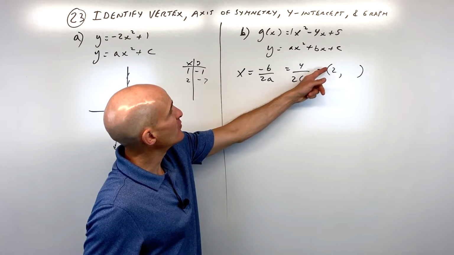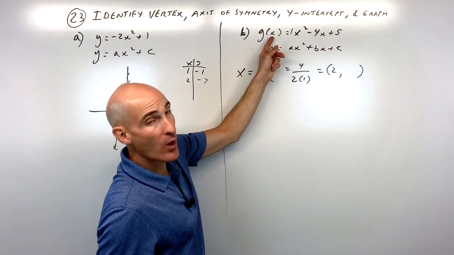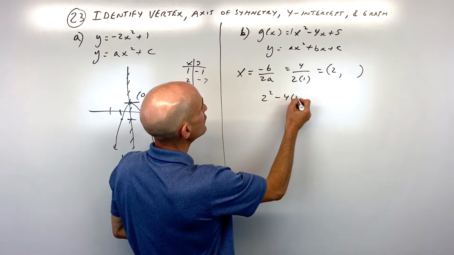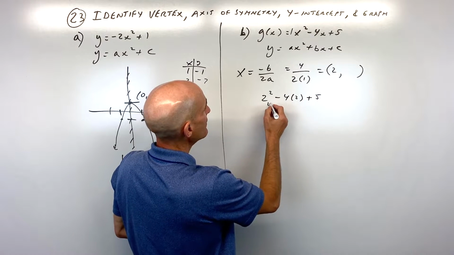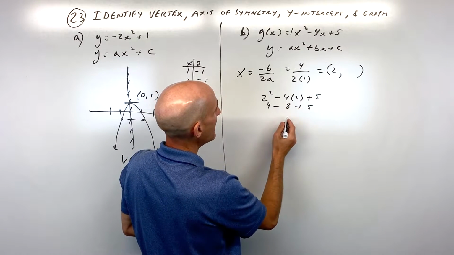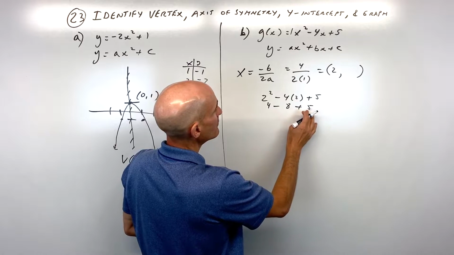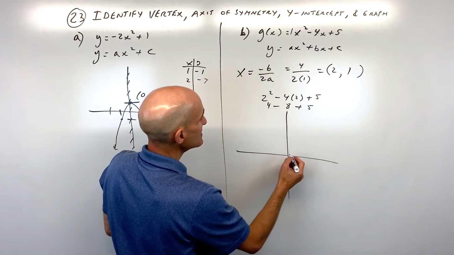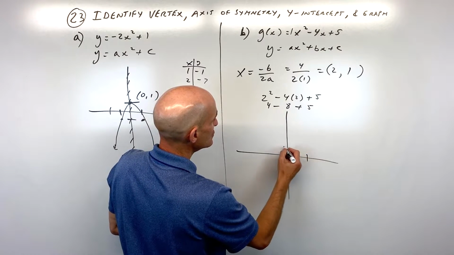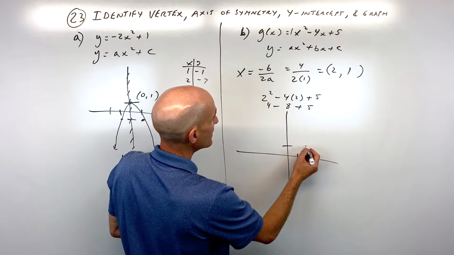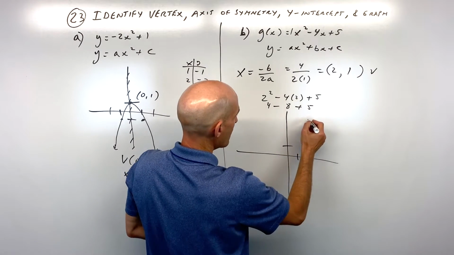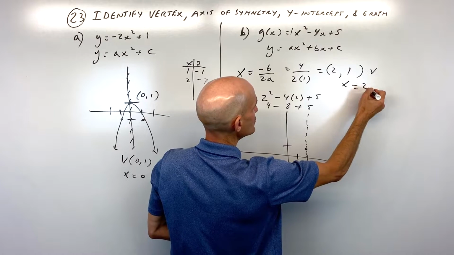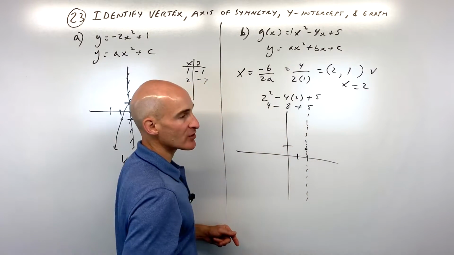If we take the 2 and we put it back in for x, we can get our y-coordinate of our vertex. So let's go ahead and do that. That's 2 squared minus 4 times 2 plus 5. That's 4 minus 8 plus 5, which is negative 4 plus 5, which is 1. So now if we draw a graph, you can see that this is going to be at 2, 1. That's our vertex. Okay. Our axis of symmetry goes right through that vertex. So that's going to be the line x equals 2. It's always going to be the same as the x-coordinate of the vertex.